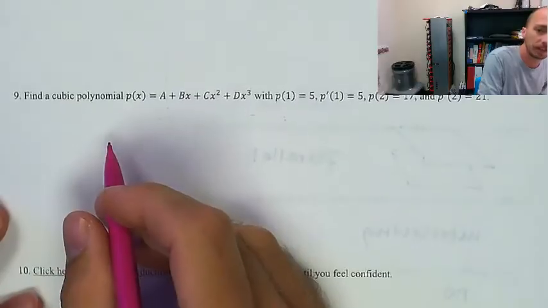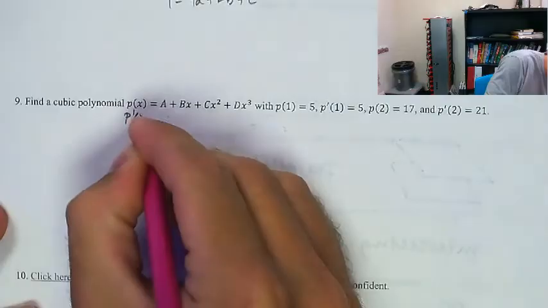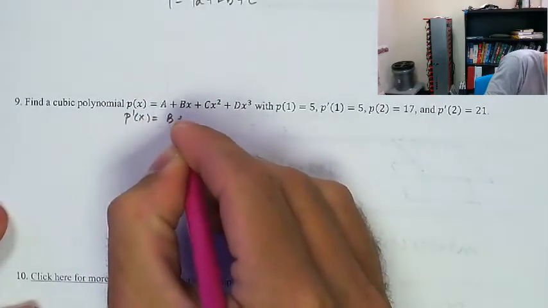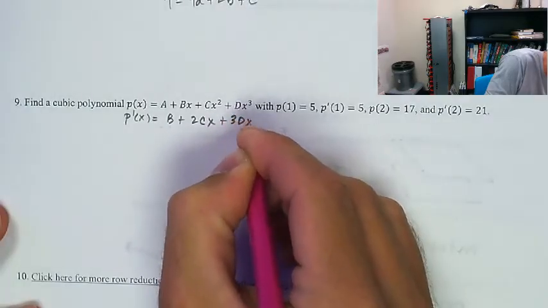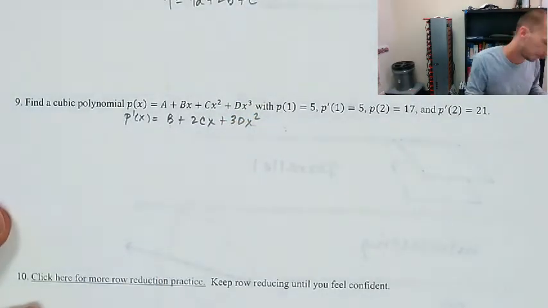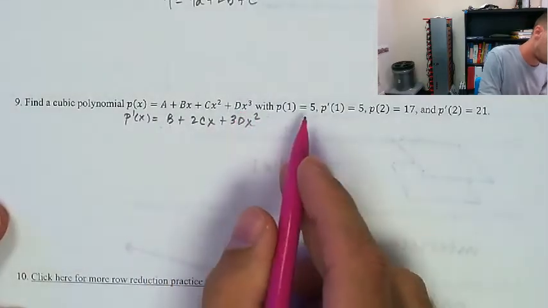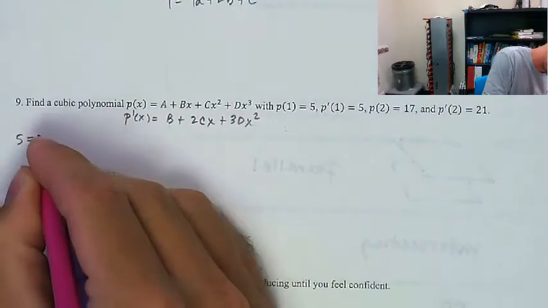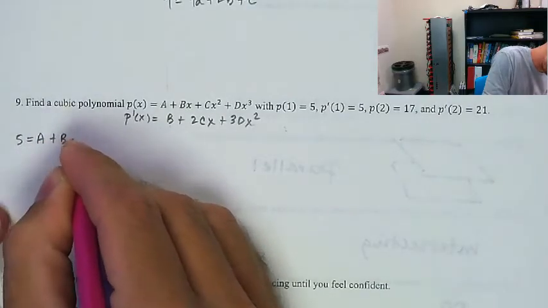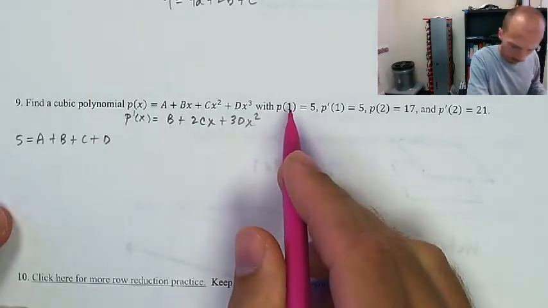Okay. So if P of X is this, then P prime of X is equal to B plus 2 times C times X plus 3 times D times X squared. Okay, I'm applying the power rule to it. And P of 1 equals 5. So I'm just going to start writing my equations. 5 equals A plus B, oh, and C and D. That was generous of them to get me 1 with 1.